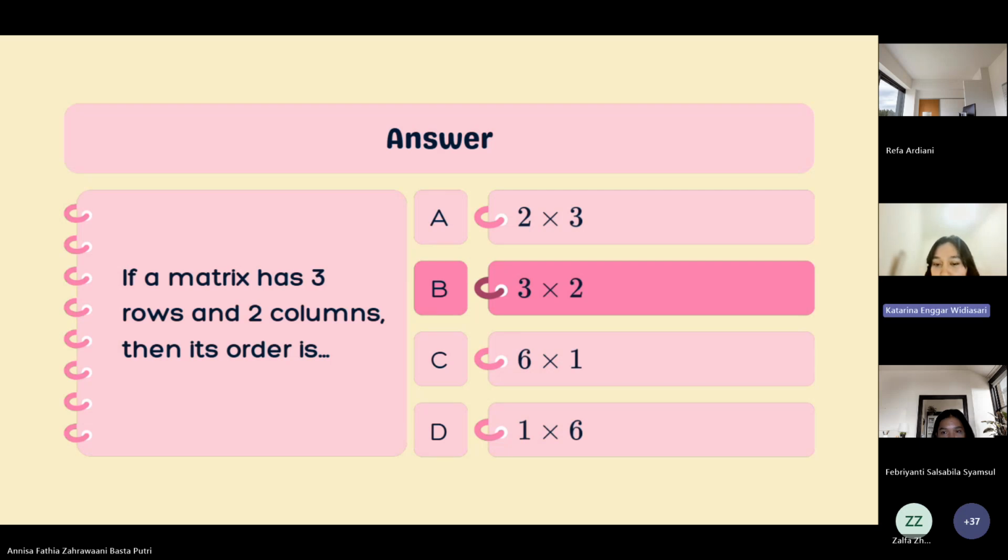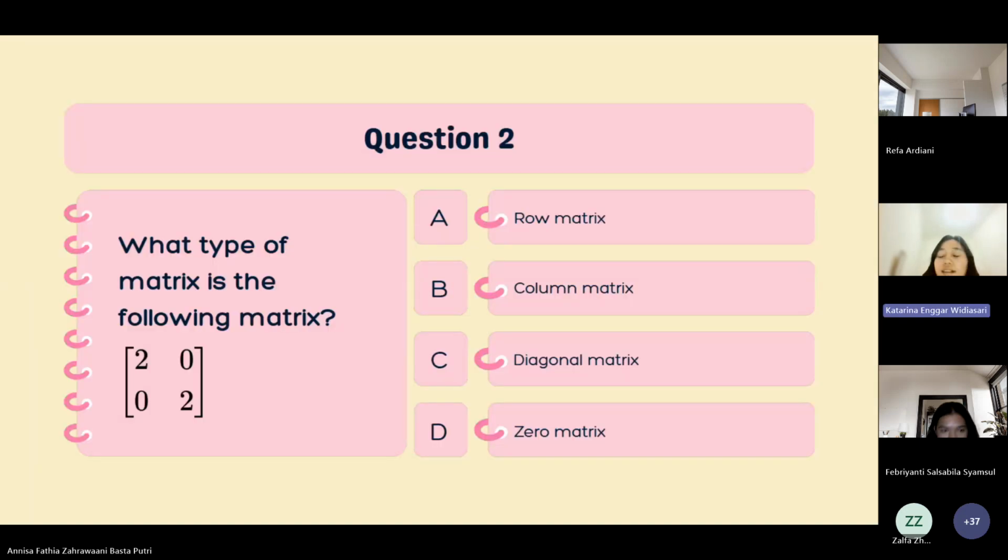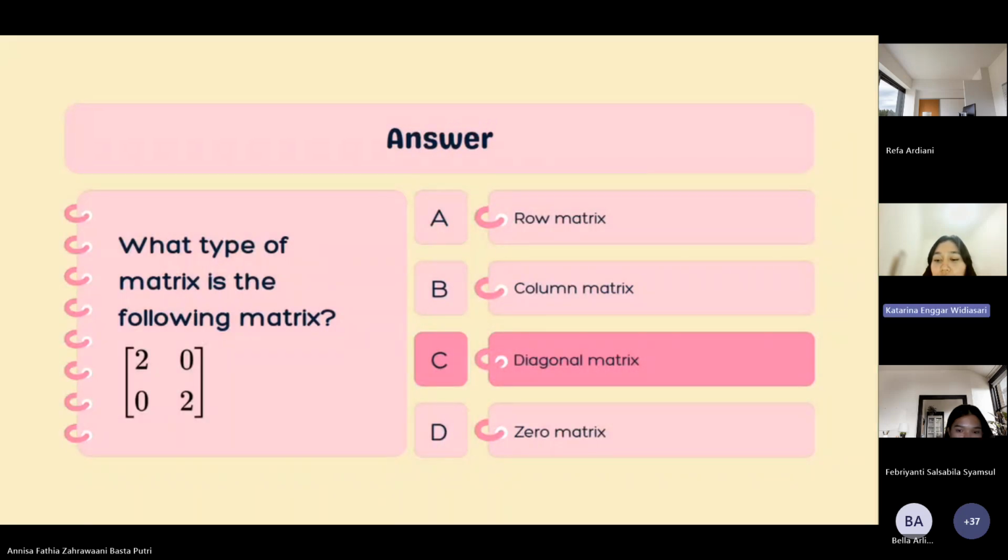Okay, second question. What type of matrix is the following matrix? 2, 0, 0, 2. What type is this matrix? Bella. The answer is C, diagonal matrix. Okay, the answer is diagonal matrix. Next slide, please. It's right. The answer is diagonal matrix.